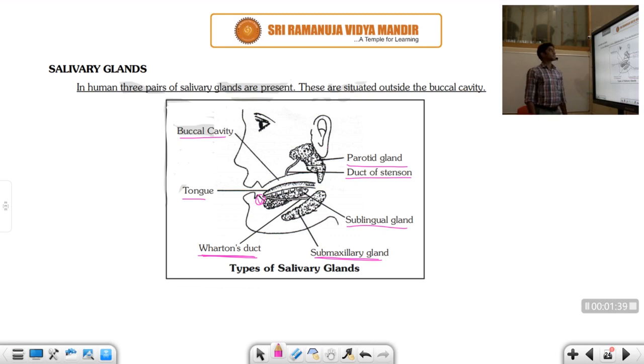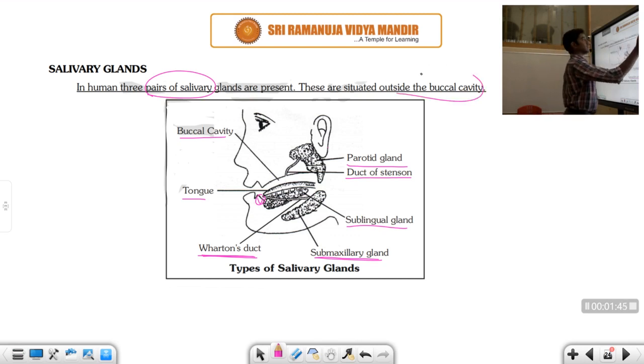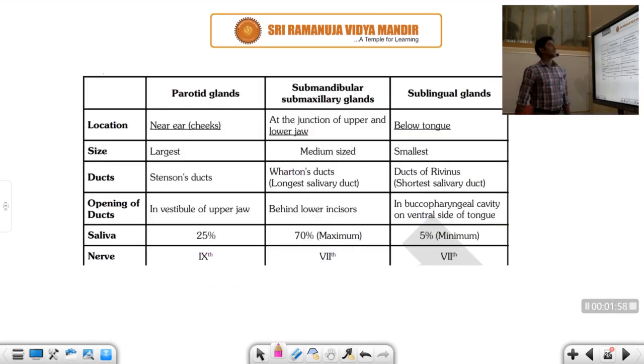So now you can see, in human beings there are 3 pairs of salivary glands present. They are situated outside the buccal cavity. This region is the oral cavity or buccal cavity, and the glands are present outside of it, right? Let us see the points. First of all, the parotid gland, the submandibular gland, also called the submaxillary gland, and another one, the sublingual gland.